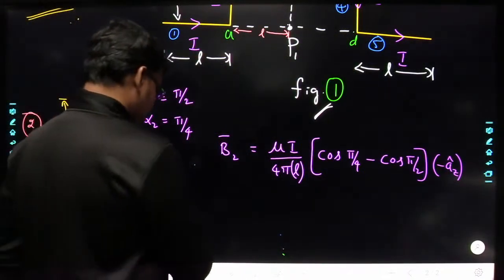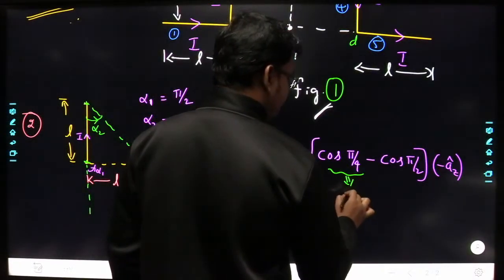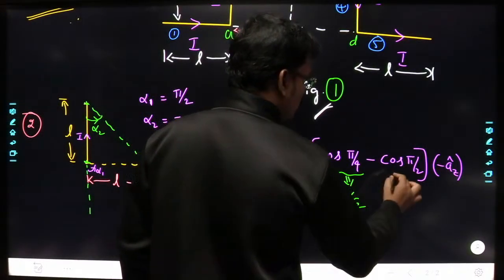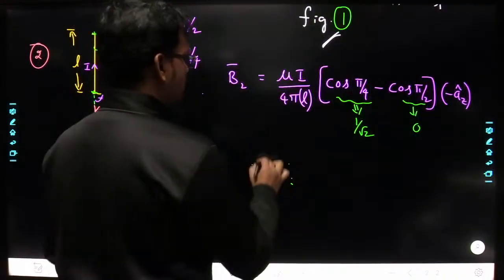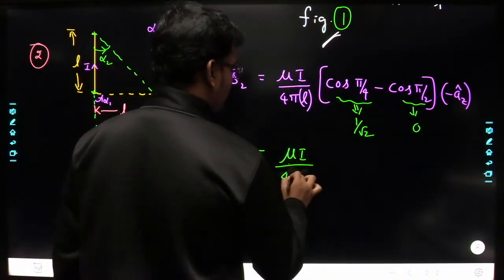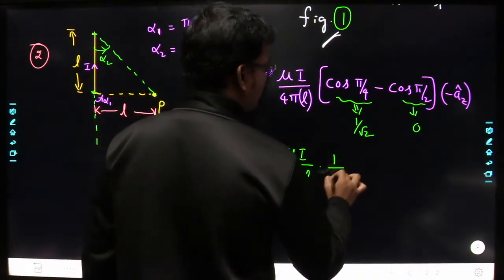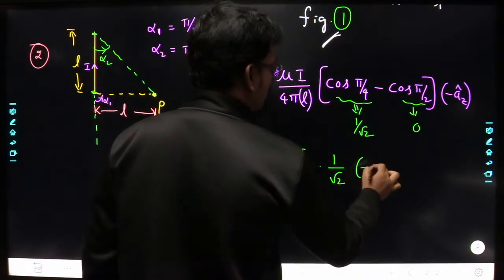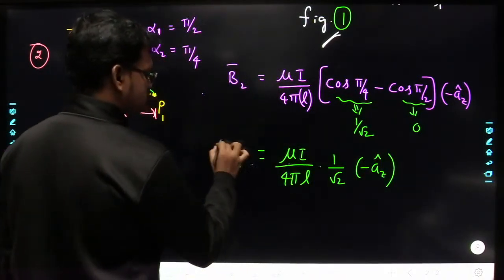Now here what is cos pi by 4? Cos 45 degrees is 1 by root 2. Cos 90 degrees is 0. So what you are going to get? You are going to get mu I by 4 pi L into 1 by root 2 into minus AZ cap. So this is B2 bar.